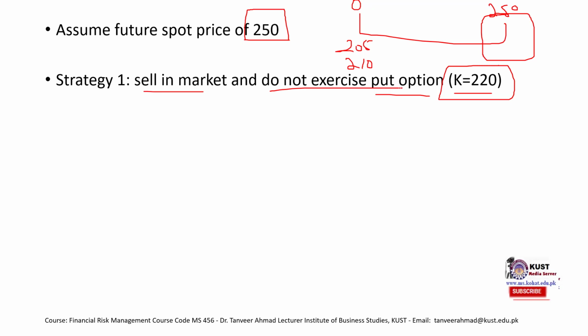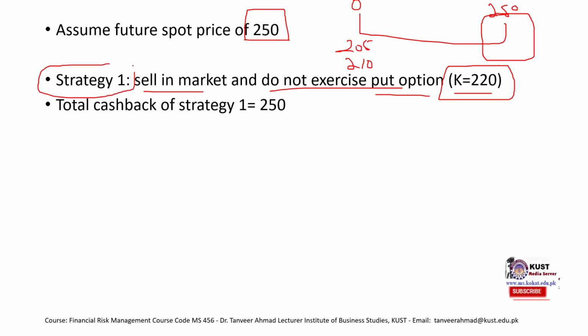This is one part. So the total cash back of this strategy is, now remember, in strategy 1 we owned the asset and we had a put option, but the put option is not exercised. We are going to sell that asset in the open market for 250. The total cash back of strategy 1 is 250. We invested 205, and we get 250 at this time period.